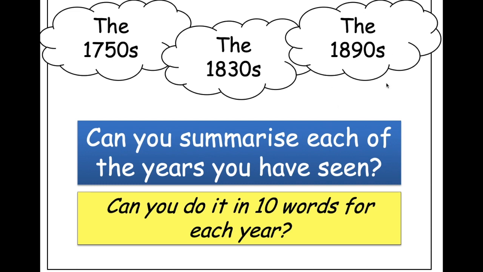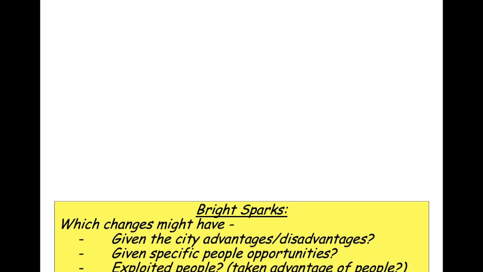A good sentence starter could be, in the 1750s, life in Britain seemed... finish the sentence. Then you might want to use a connective word, whereas in the 1830s we begin to see... Yeah? Try and see if you can get it down to 10 words. I won't be annoyed if you go over though, that is absolutely fine. It's all about comparison. What are you noticing that's the same? What are you noticing that's different? Pause the video here and then press play when you are ready.